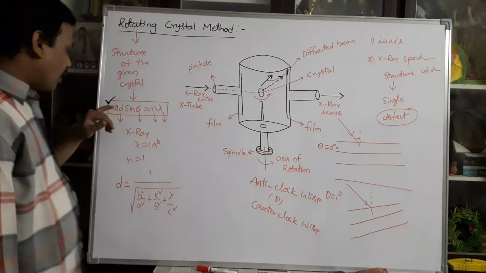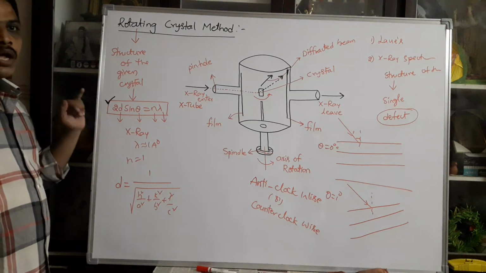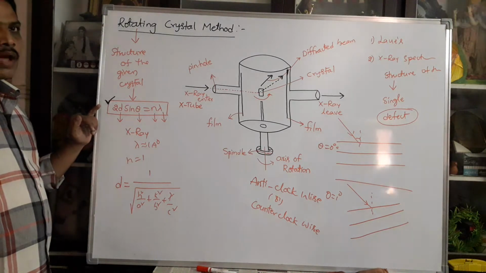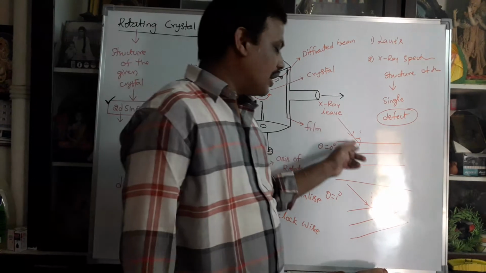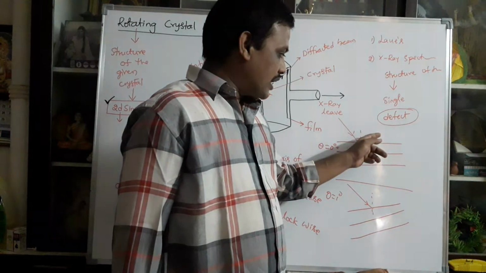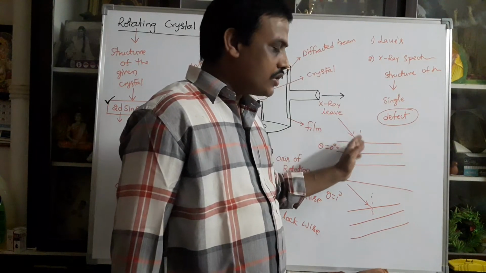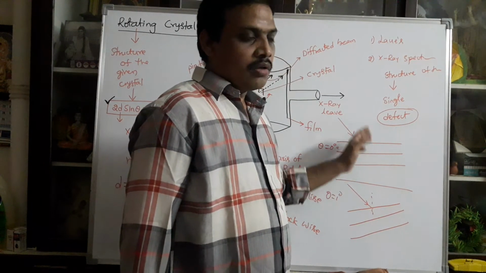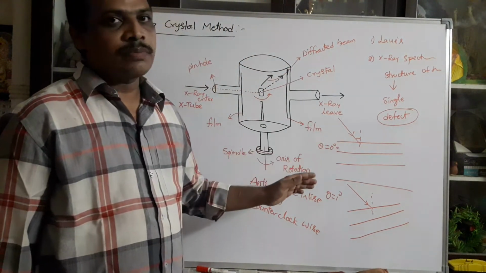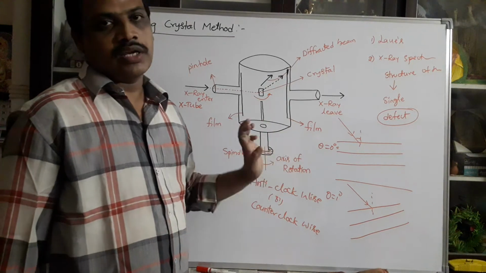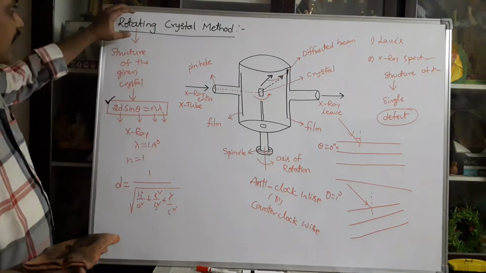For what condition is Bragg's condition applicable? Bragg's condition is 2d sin theta is equal to n lambda. If Bragg's condition is obeyed, they can create the diffraction pattern. Lattice plane by lattice plane, the diffraction pattern occurs. Based on Bragg's condition and the incident angle, we can clearly explain the structure of the given crystal. So this is the actual crystal structure determination, nothing but the rotating crystal method.